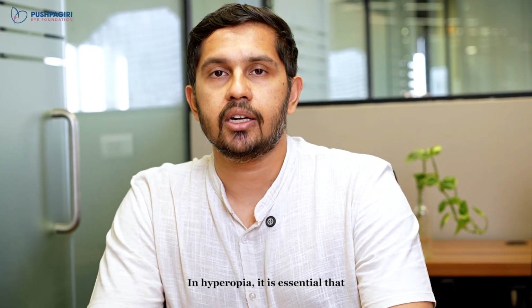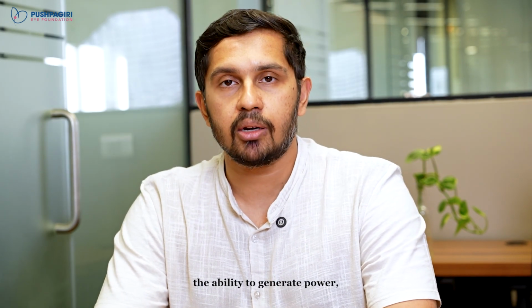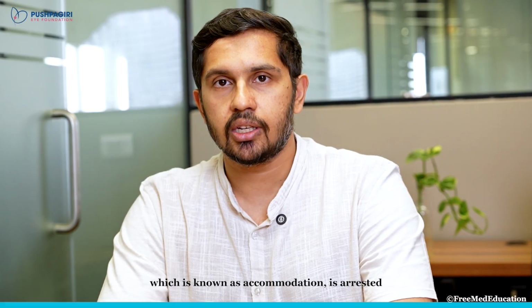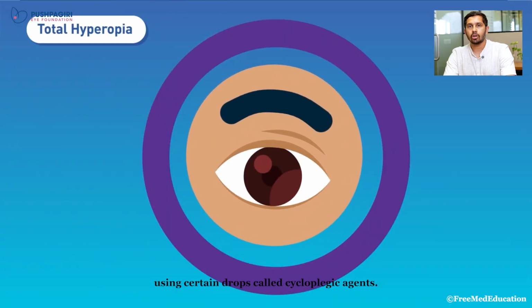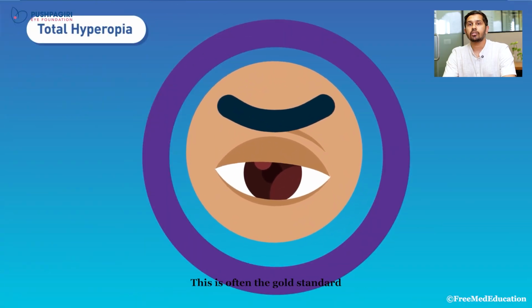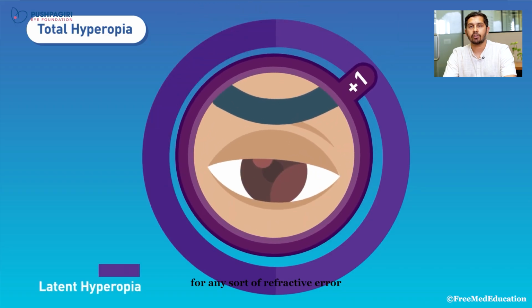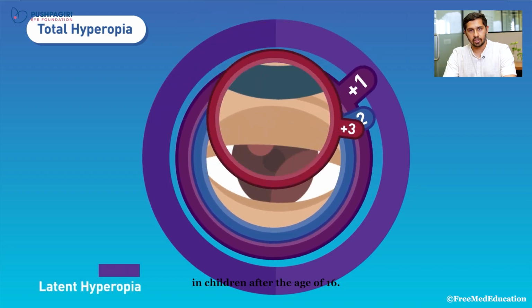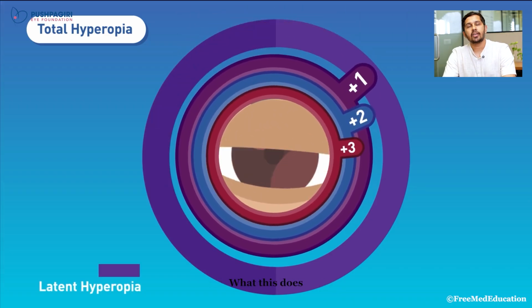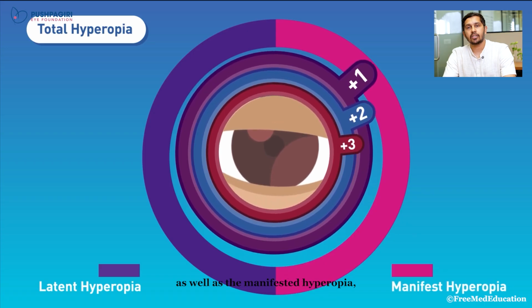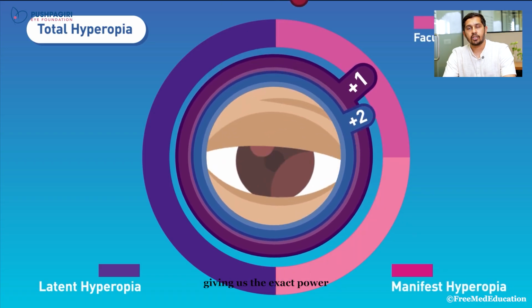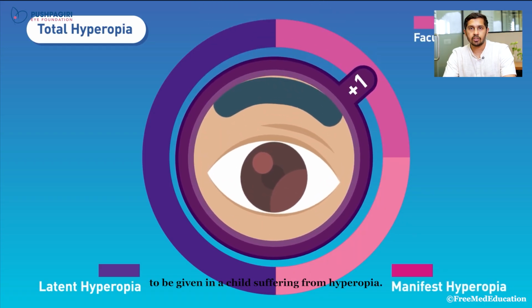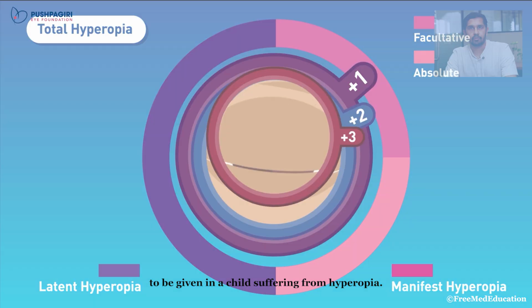In hyperopia, it is essential that the ability to generate power, which is known as accommodation, is arrested using certain drops called cycloplegic agents. This is often the gold standard for any sort of refractive error in children up to the age of 16. What this does is it pulls out all the latent as well as the manifest hyperopia, giving us the exact power to be given in a given child suffering from hyperopia.